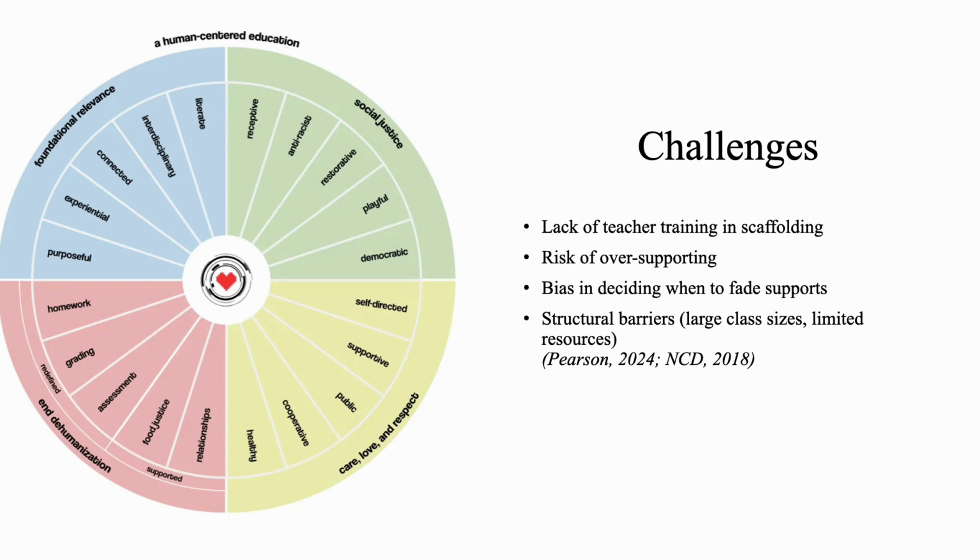There is also the issue of bias. Pearson points out that Black autistic students are sometimes underestimated, so their supports aren't faded at the same pace as their peers. This can hold them back unnecessarily. And then there are structural barriers, large class sizes, limited resources, or not enough time for planning. These realities make it hard to individualize supports the way we want to. Notice the visual here on self-esteem. If we don't scaffold carefully, we risk hurting students' confidence instead of building it.